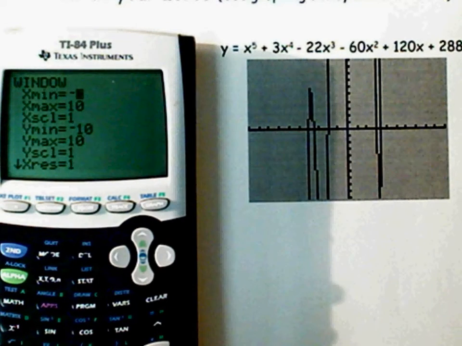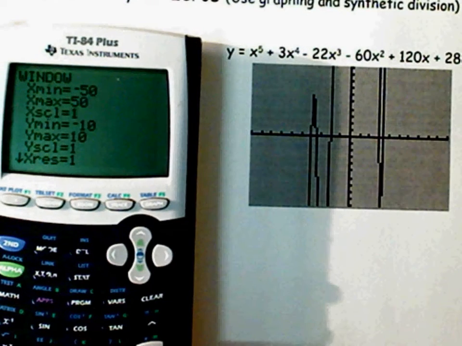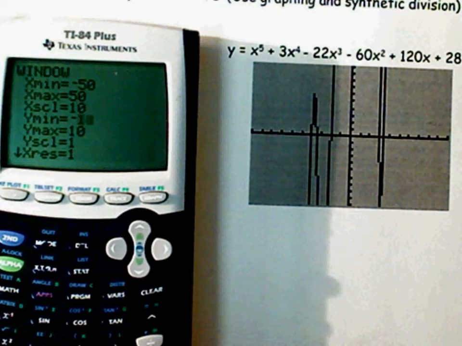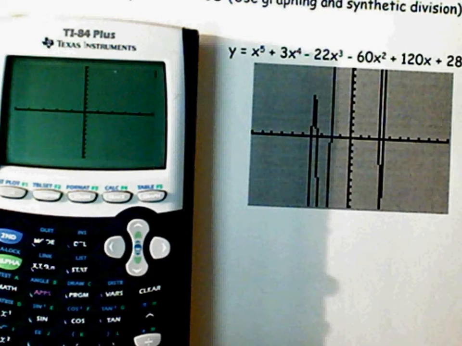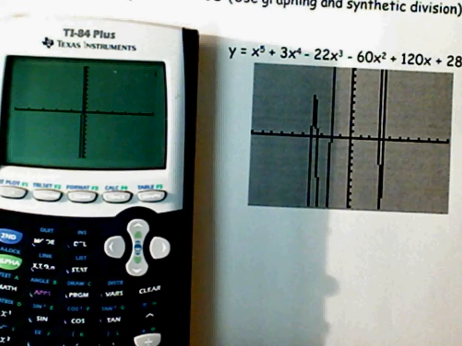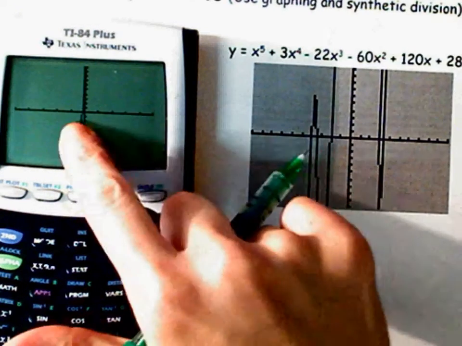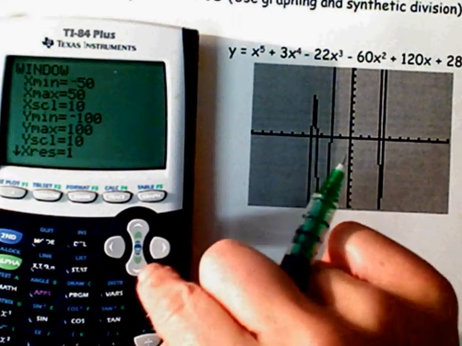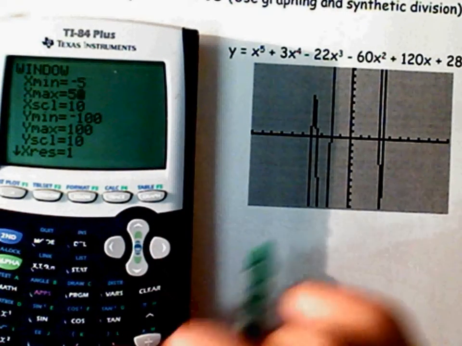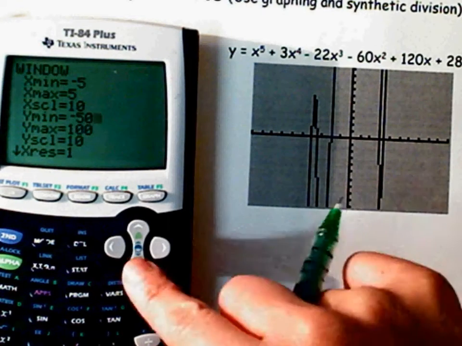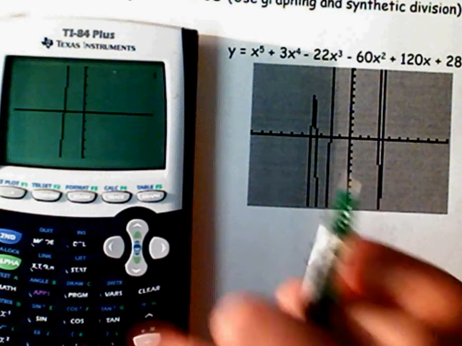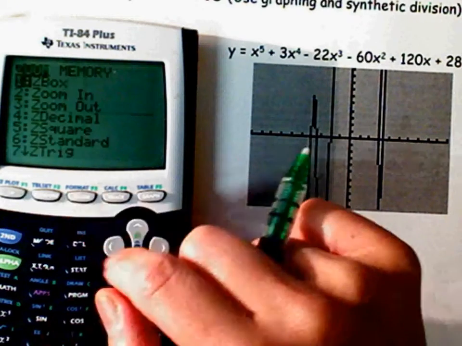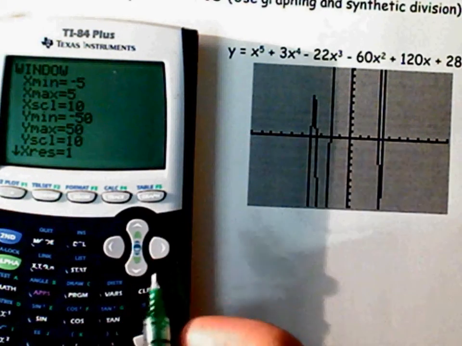Negative 50? Oh, I don't know. Let's just kind of mess around. Negative 100, 100, 10. Let's see if I can find it. I still only see 1. Maybe I need to scooch that in. Let's look at your minimum. I only need to find 1. Negative 5, 5. Negative 50, 50. Graph. Window. No wonder I didn't see the scale.